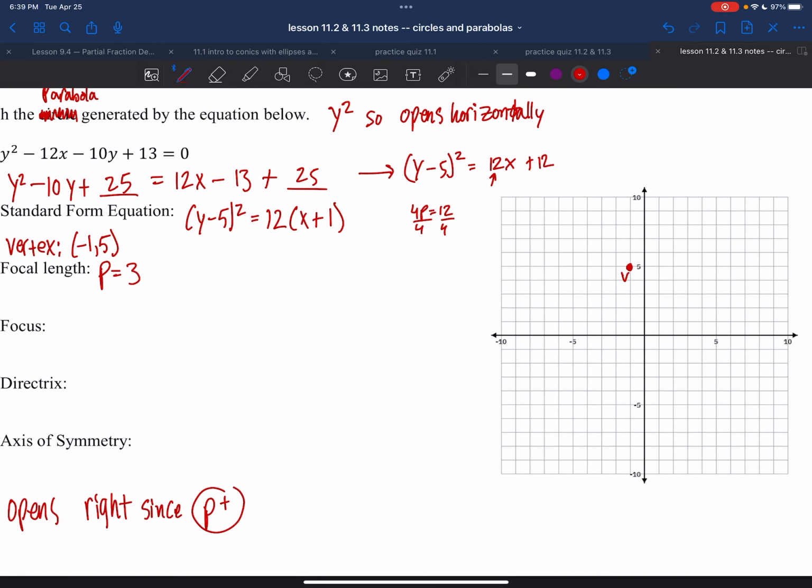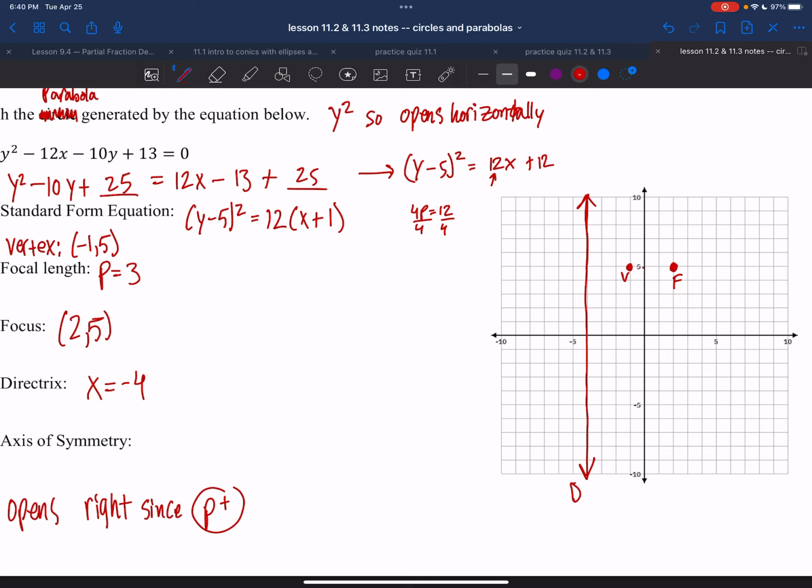So let's see, this is the vertex. So go 1, 2, 3 to the right. That is the focus, and that is 2 comma 5. Then I'm going to go back 3 from the vertex. 1, 2, 3, here. And that is the directrix. Okay? My directrix D. Cool. And that is at x equals negative 4. Okay, because I subtracted 3 from negative 1.